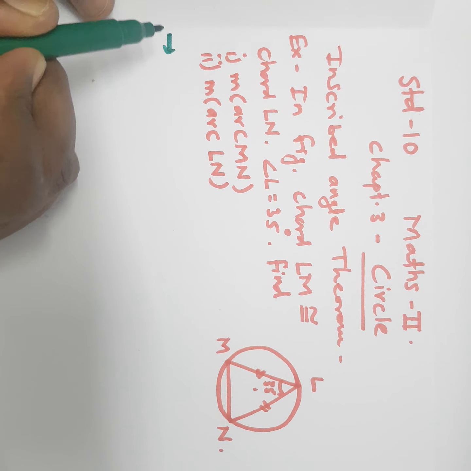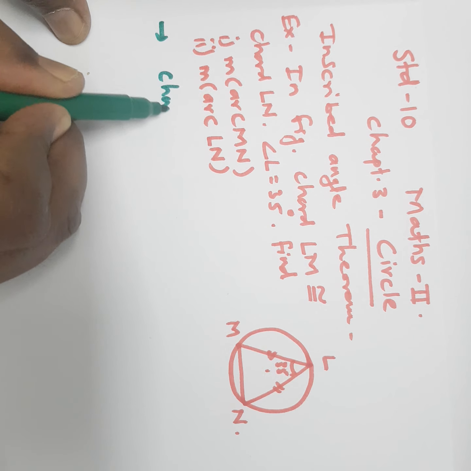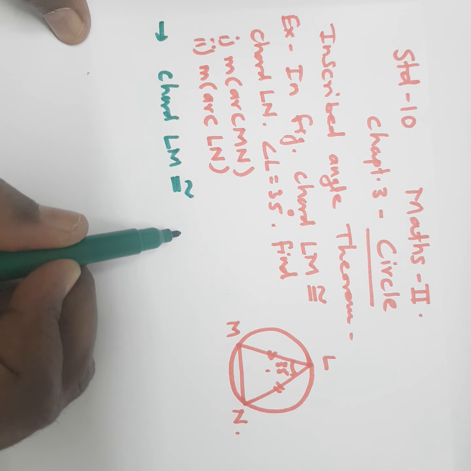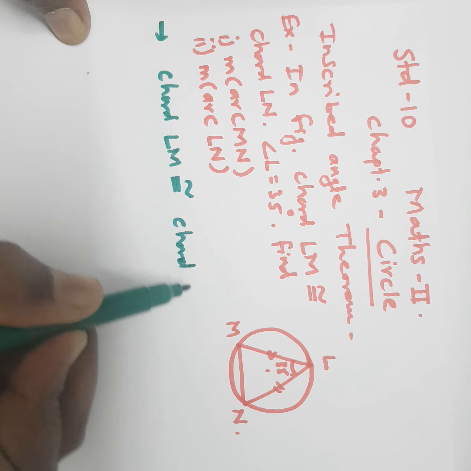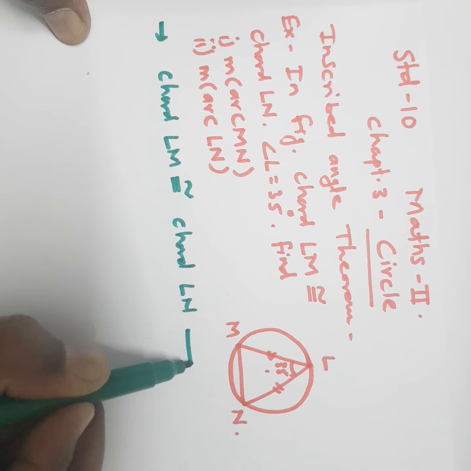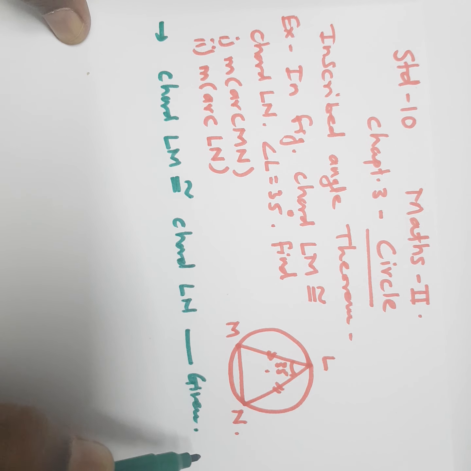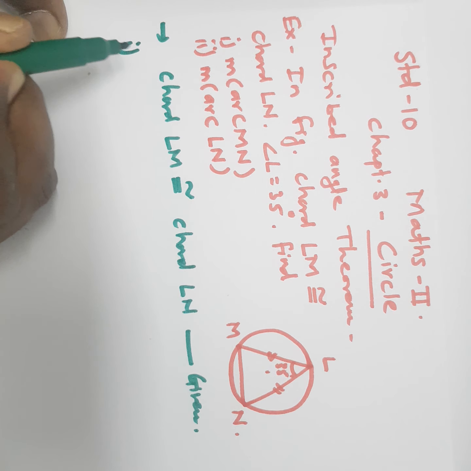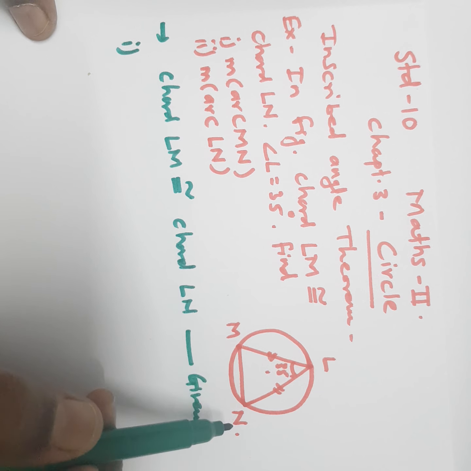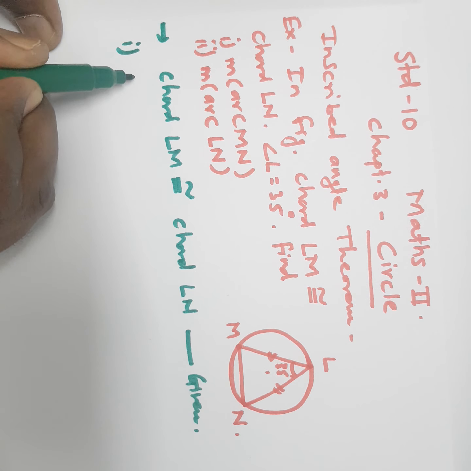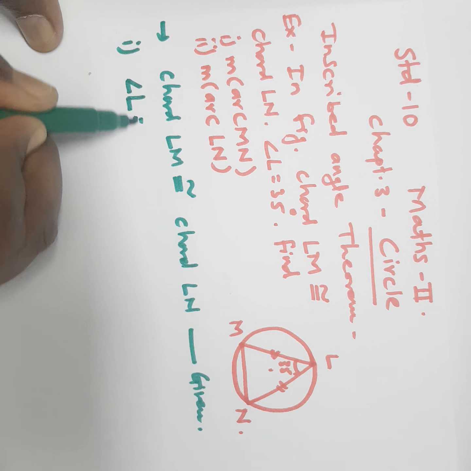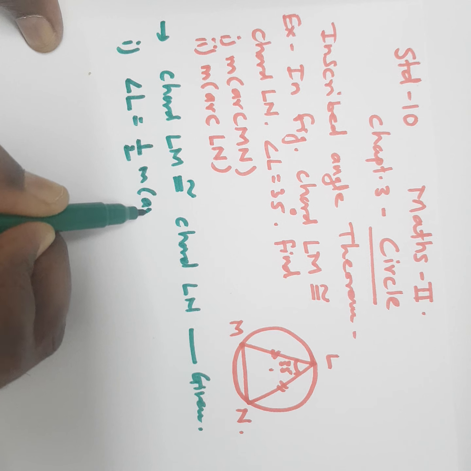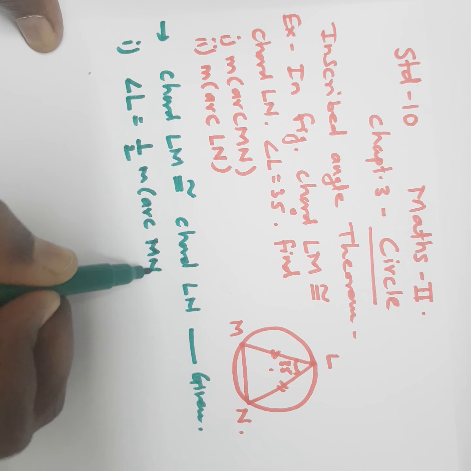Now here, chord LM is congruent to chord LN, given. First we have to find the measure of arc MN. Here angle L is equal to 1/2 the measure of arc MN.